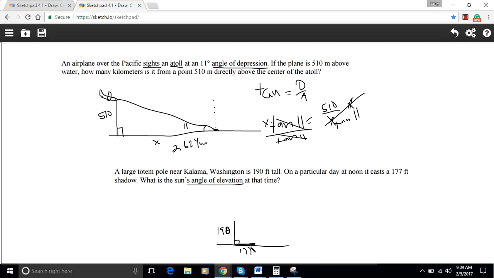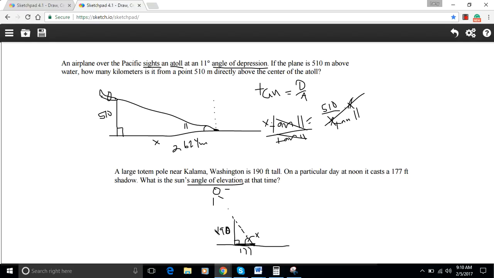Well, to complete this triangle, let's think about the sun being up here, and it's shining, and it sends its rays down, and think about the ray of light that catches just the tip of the totem pole and comes right down to make the end of the shadow. Once you draw that line, you have a triangle, and this angle right in here, just like this angle was up here, this angle is going to be our angle of elevation. And that's actually what we're looking for, so we've got to call that angle x.